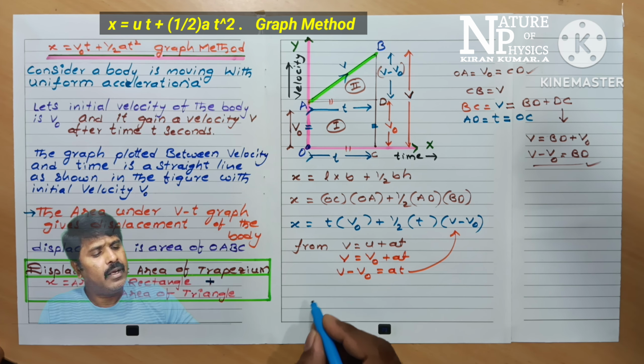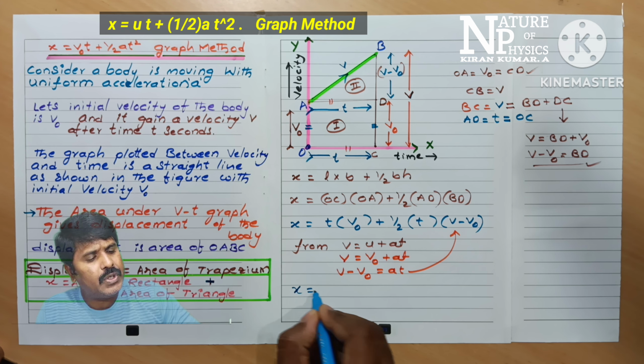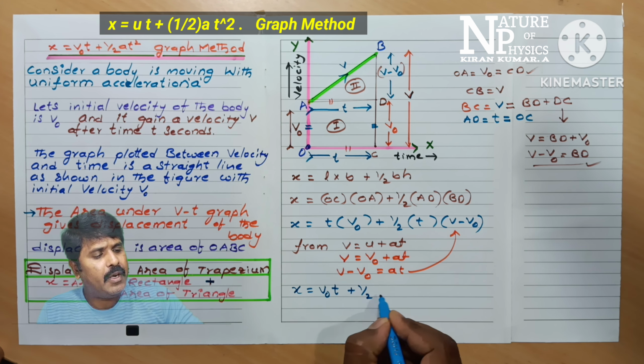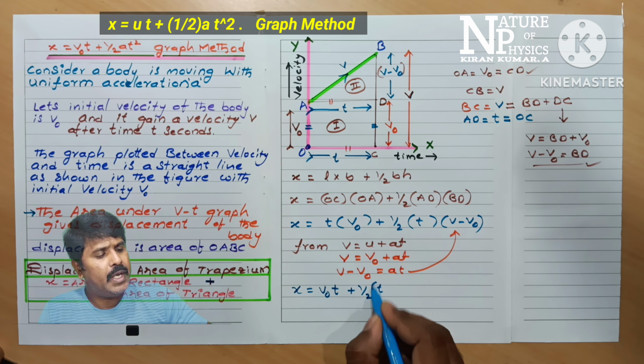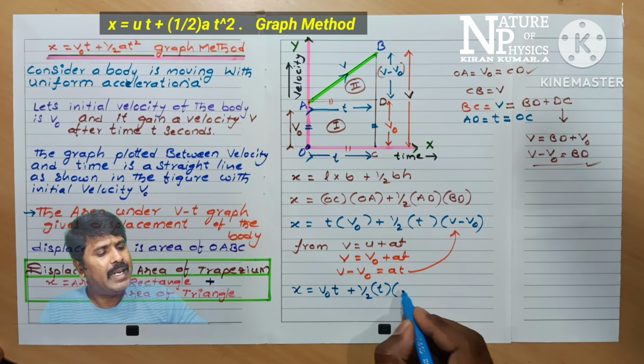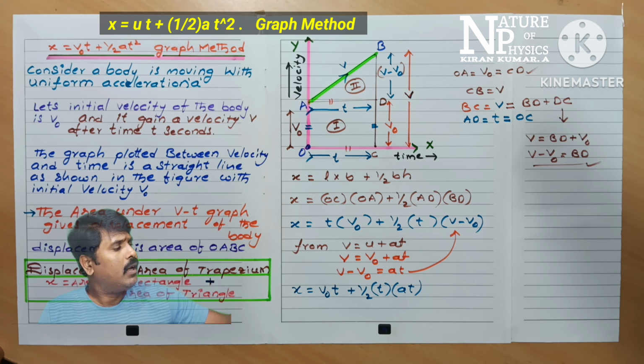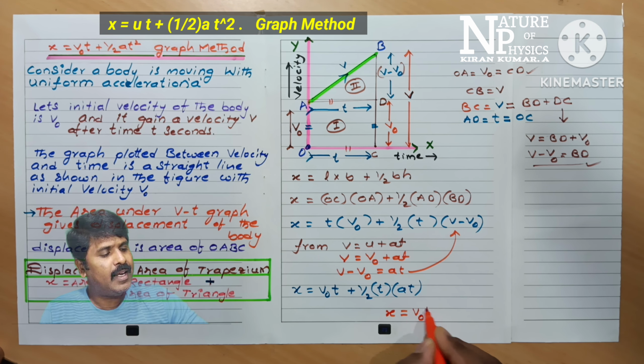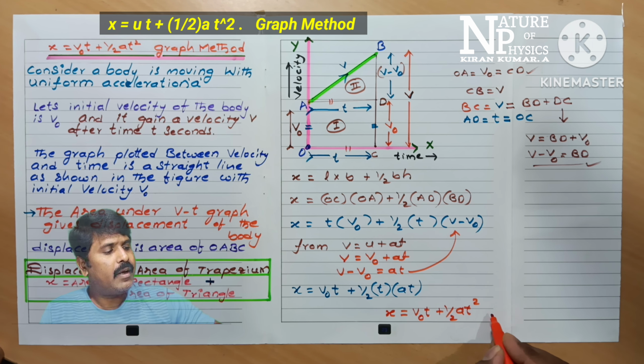So we will get x is equal to v naught t plus half into t into (v minus v naught is at). Now I am writing the final equation, that is x is equal to v naught t plus half a t squared, which is the answer for the given question.